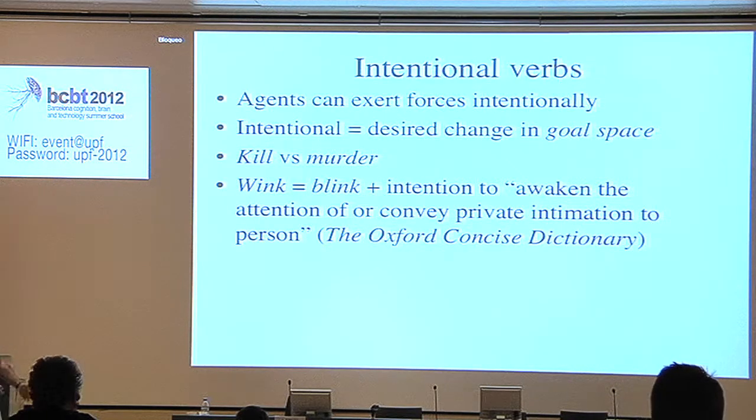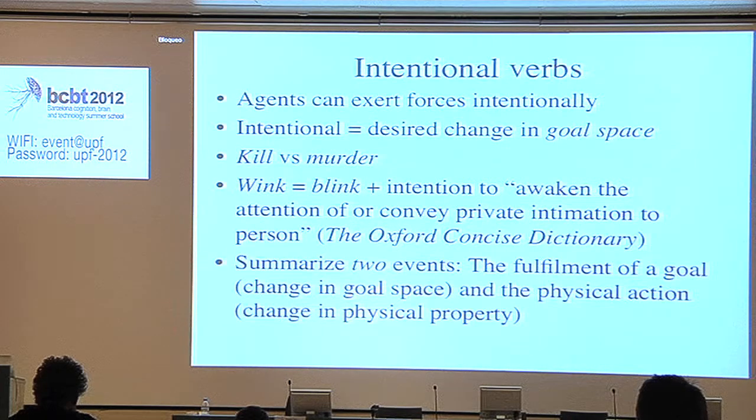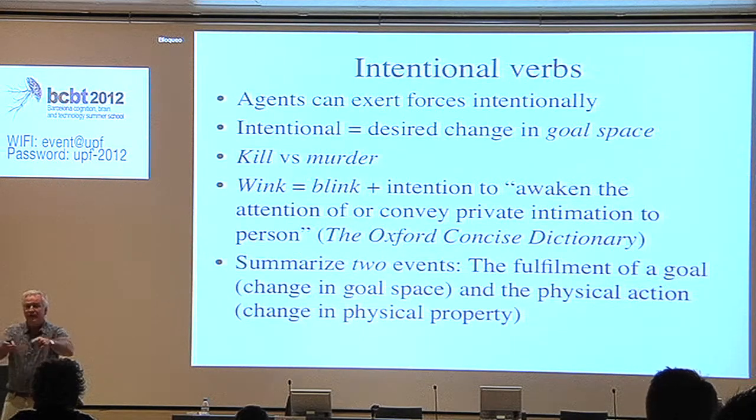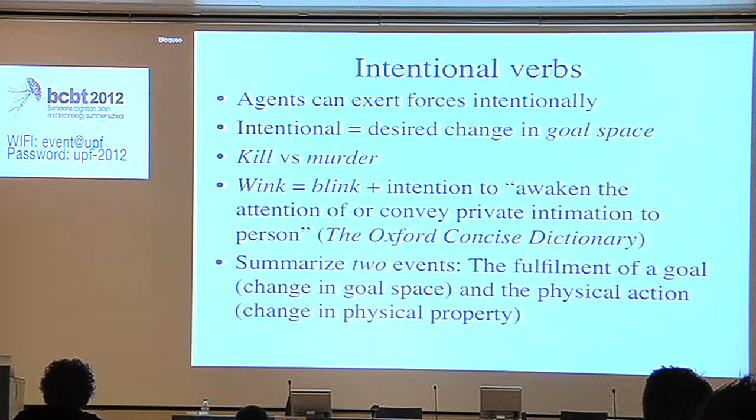Here's another one I like. Wink is an intentional blink. But what happens here is that when you have an intentional verb, you actually have two events. There are two results. One is the physical change, I'm moving from one place to another. This is the physical result vector, if you like. And then there is the achievement of the goal, that you have ended up in the desired region of the goal space. So in an intentional verb, you're representing double events: one relating to the physical action needed and one related to your goal space. That's my basic analysis of intentionality in verbs.